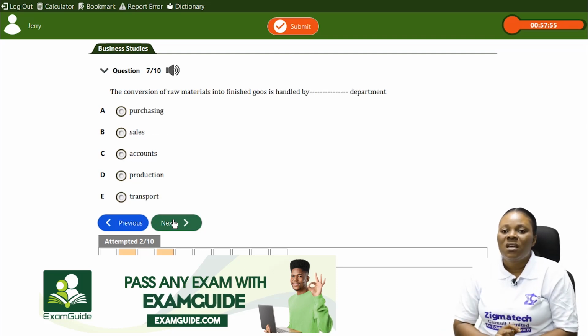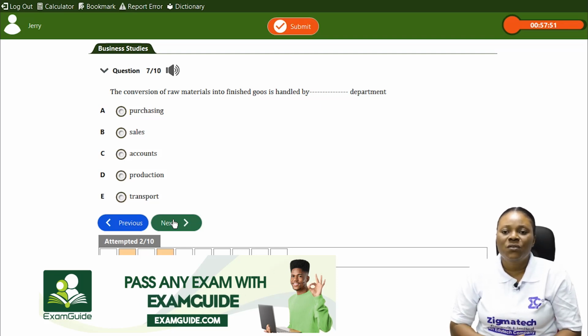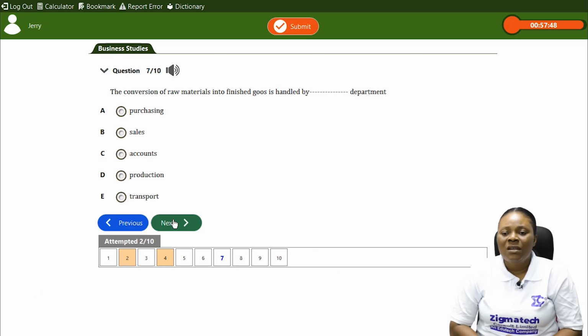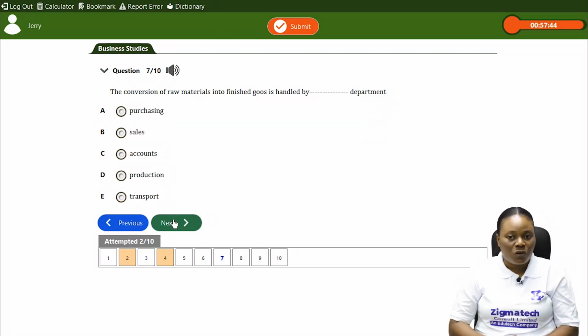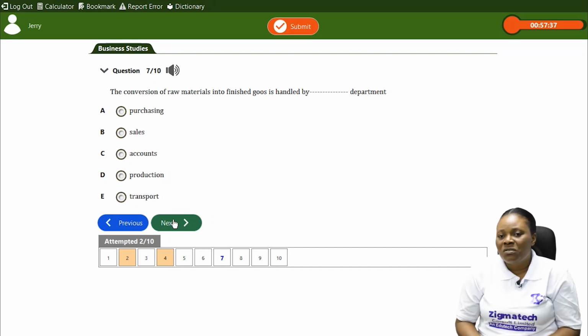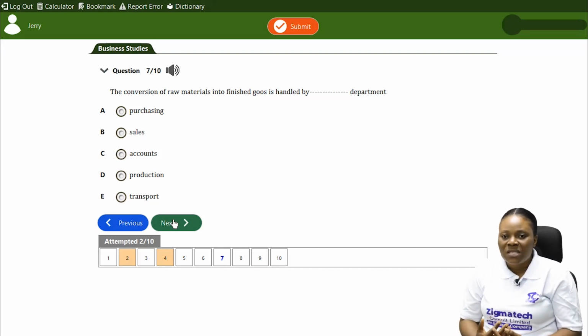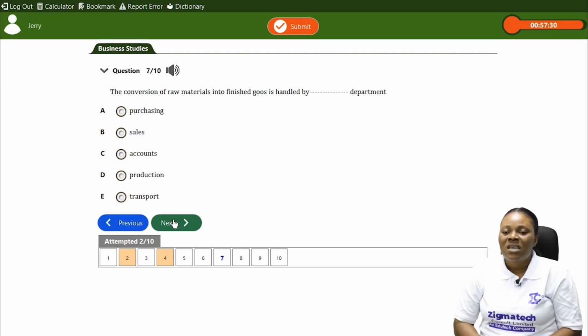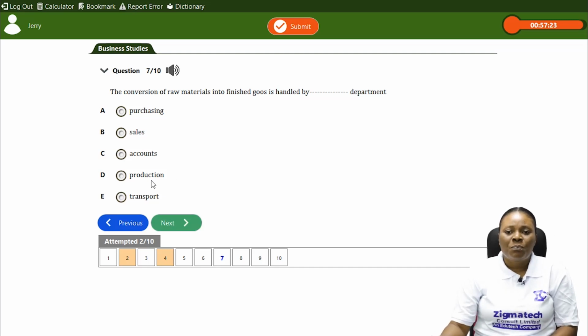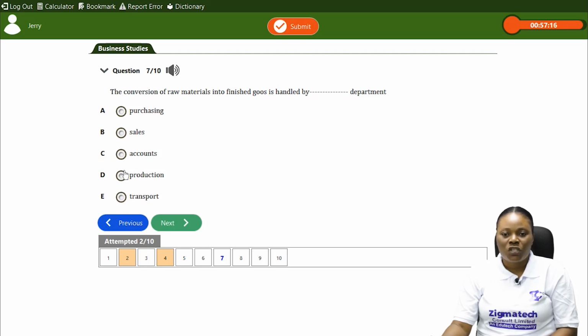So the sales department helps in marketing goods produced by the production department. The next question says, the conversion of raw materials into finished goods is handled by dash department. The conversion, or the changing or transforming, of raw materials into finished goods is handled by dash department. We have the purchasing department, sales department, accounts, production, and transport department. So our answer here is production department. To produce means to convert raw materials into finished goods. So our answer is option D, production department.